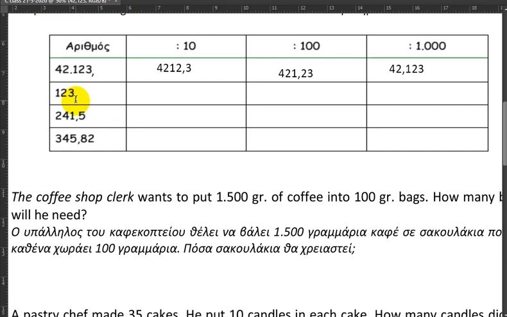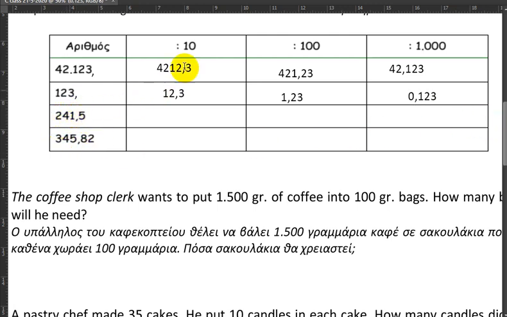23 δια 10 θα πάει 1 θέση αριστερά, ανάμεσα στο 2 και στο 3. Δια 100 θα πάει 2 θέσεις αριστερά, ανάμεσα στο 1 και στο 2. Δια 1000 θα πάει 3 θέσεις αριστερά, οπότε μπροστά από το 1. Έχουμε πει όμως ότι όταν το κόμμα έρχεται μπροστά από τον αριθμό, δεν μπορεί να ξεκινάει ο αριθμός με κόμμα, οπότε του βάζουμε ένα 0 μπροστά του.